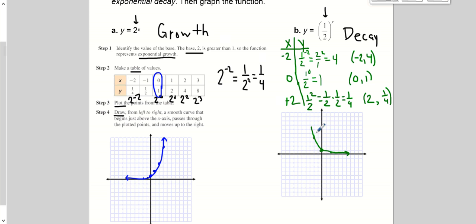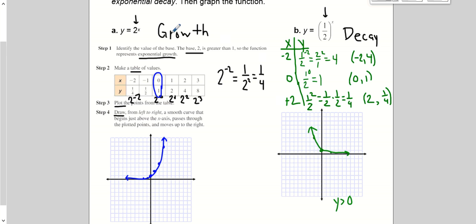Remember not to cross the x-axis. For the range, y has to be greater than 0. And your domain, x is all real numbers. All right, and there's example 1.